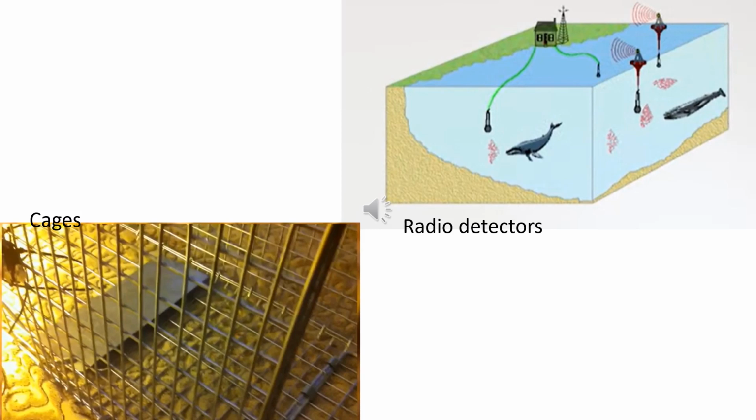There are some direct methods, like using cages. Cages are very useful when you want to trap animals. In this case, you just drop, you wait, and you get to identify the animal after it is caught in the cage.